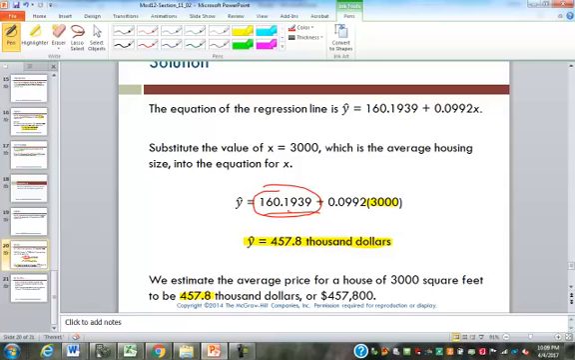But a house of 0 square feet, so everything before you can even start building the house, you're going to have $160,000 in it. Then the slope here of 0.0992 is saying every square foot you add to the house is going to add, on average, again, all these are on average, 0.09. Now remember, this is in thousands again, so it's going to add $99 to the value of the house, every square foot.